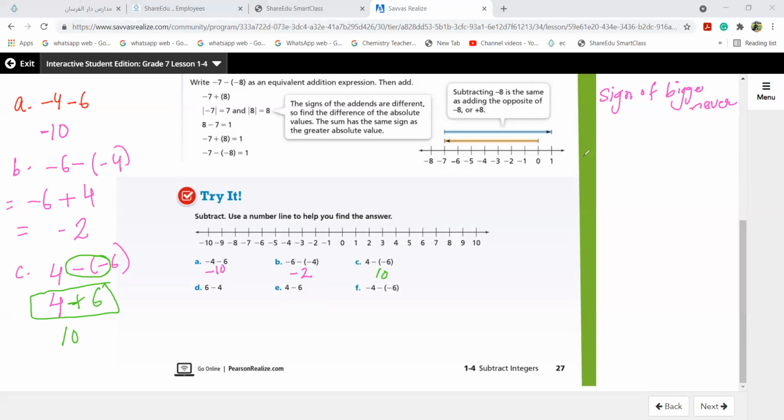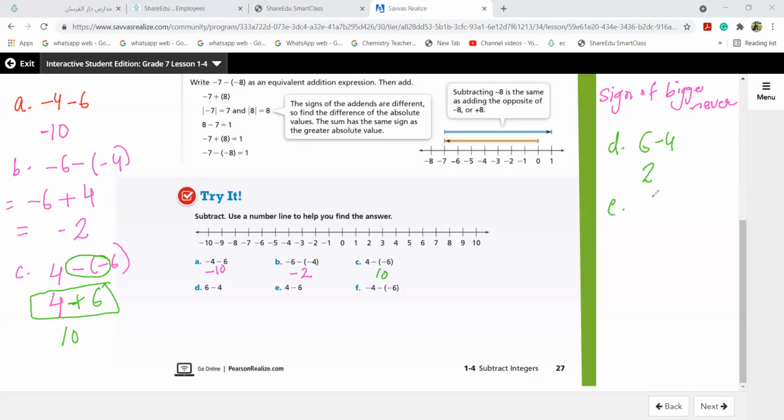Now, D. Ghalia, 6 minus 4 is how much? Positive 6, negative 4. Positive 2. No, negative 2. I don't write positive here. I write negative. Positive.